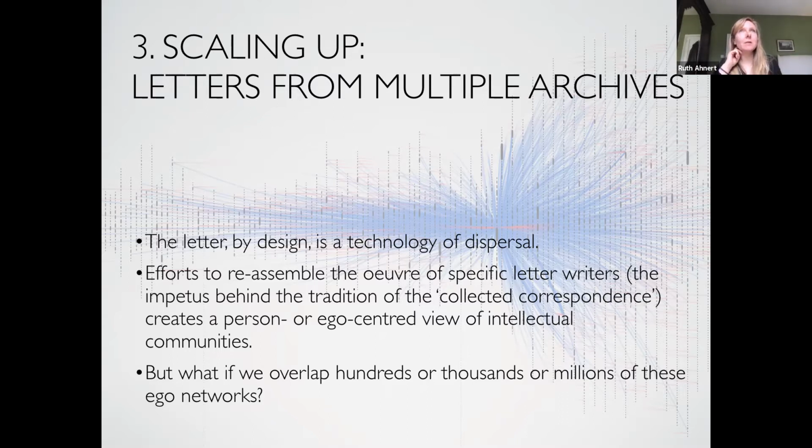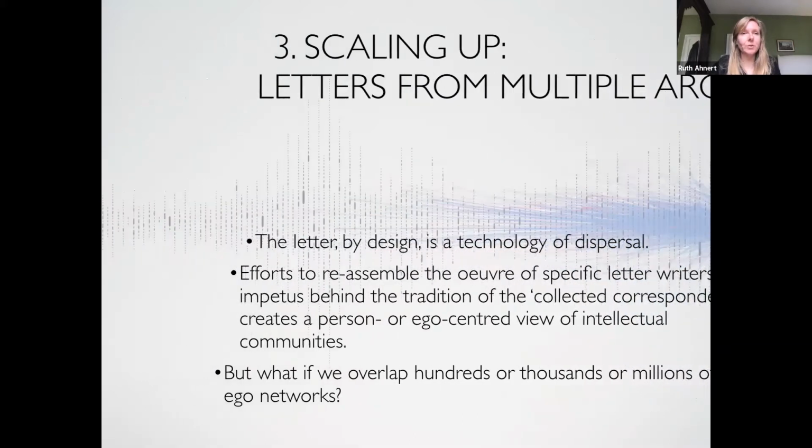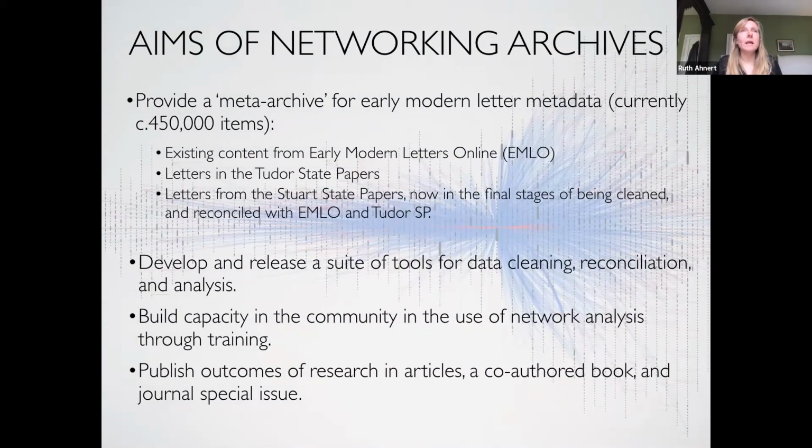And the premise of a previous project run by the Oxford team called Early Modern Letters Online is, we can start taking those ego networks, the person's outgoing and incoming missives, and if we start overlapping them, we can start reconstructing communication networks. So we're interested in what happens when you start overlapping hundreds or thousands of these individual ego networks and bringing together archives like the state papers on which we've worked. So the aim of this project is to provide a meta archive for early modern letter metadata. And when it's all reconciled, it'll be about 450,000 items.